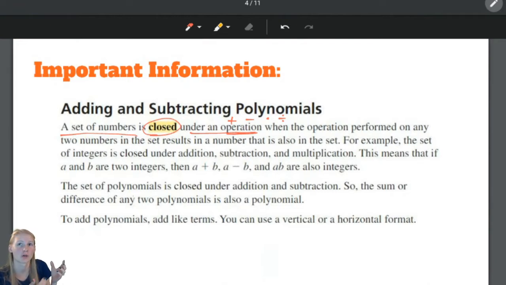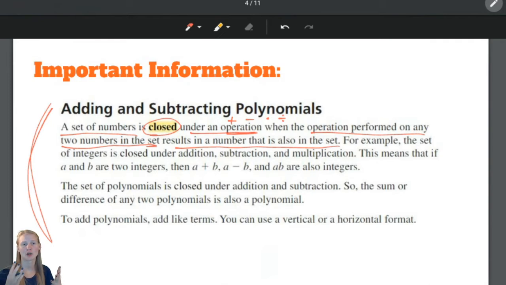with one of those operations when the operation performed on any two numbers in the set results in a number that is also in the set. Now, you're supposed to learn that polynomials are closed under addition, subtraction, and multiplication in your Algebra 1 class of high school. Do you know when I learned that? I did not learn that until my 3rd year of college.